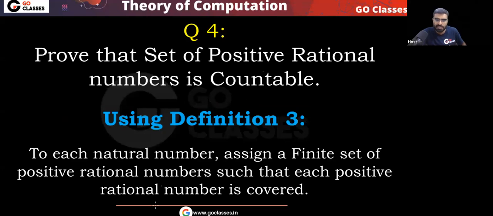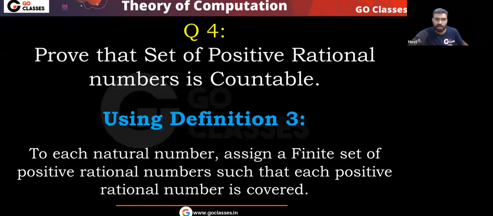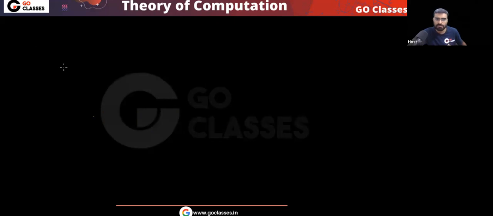Let's prove Q plus is countable using definition 3. All you have to do is, to each natural number, assign a finite set of positive rational numbers such that every element of Q plus is covered. Using definition 3, can you prove Q plus is countable? This is what you have to prove.